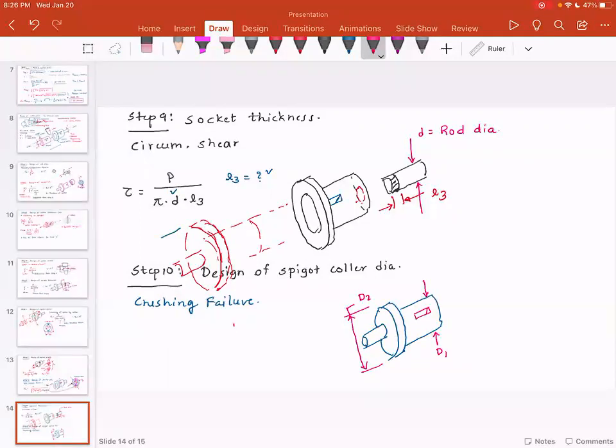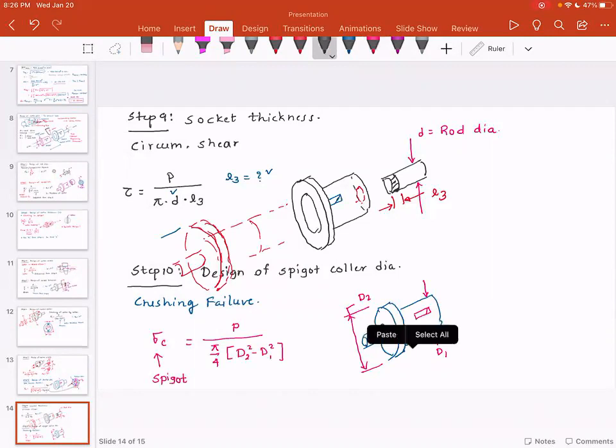So P divided by pi by 4 times D2 square minus D1 square is equal to sigma C. This is for spigot. D1 is known. So from here, you can find out what is the value of D2.